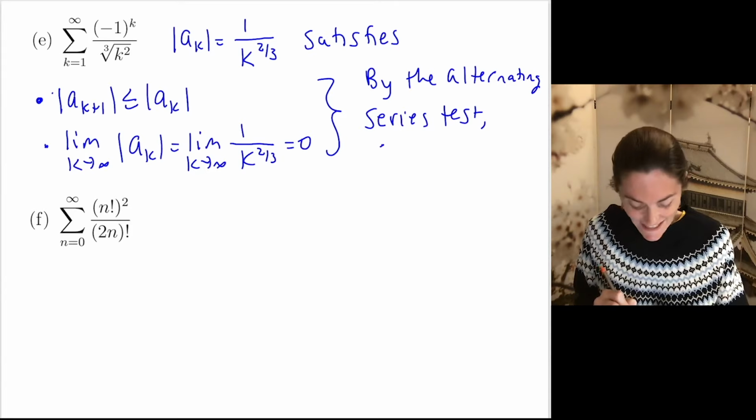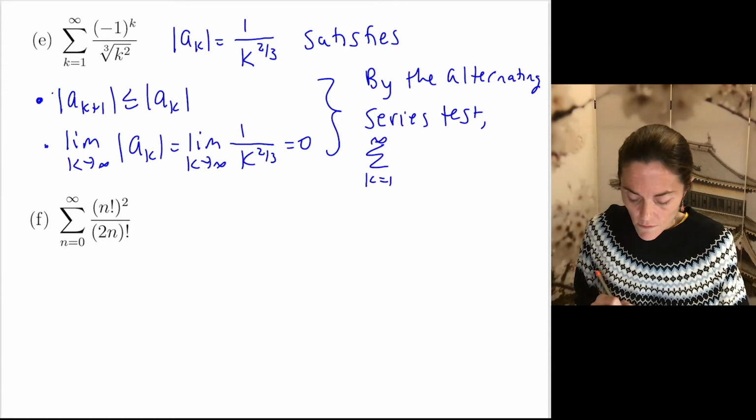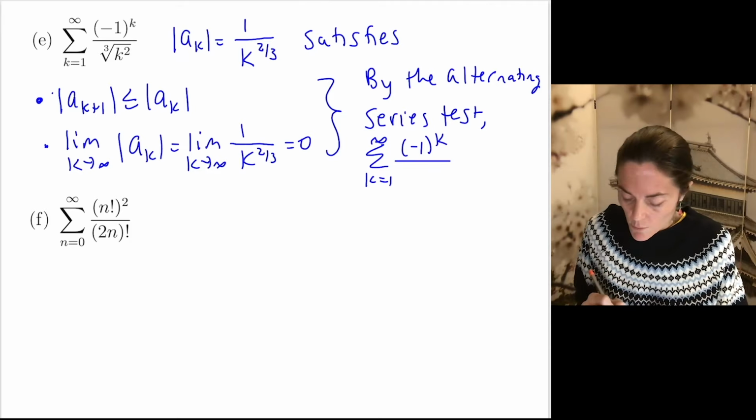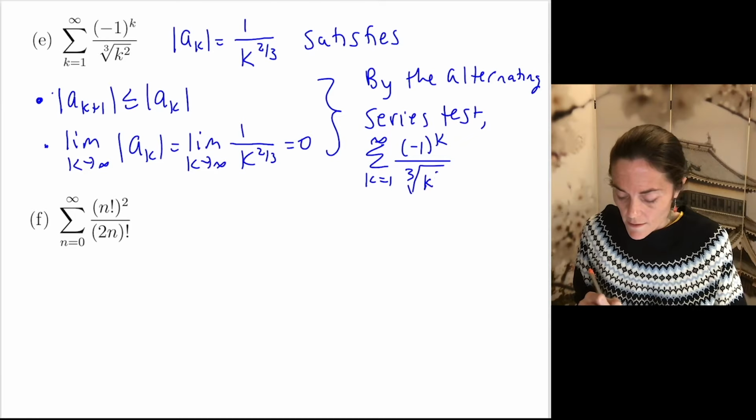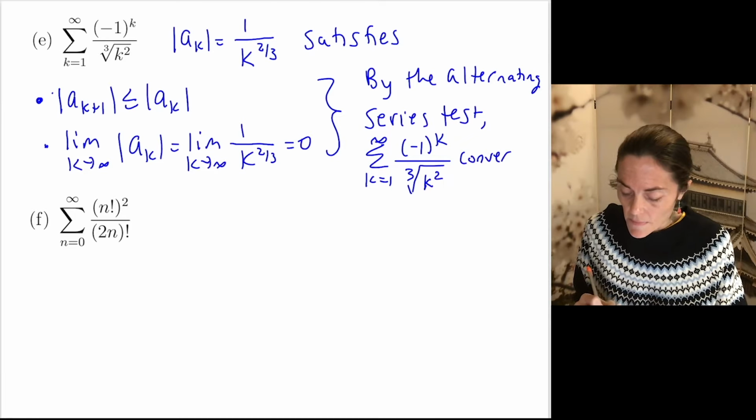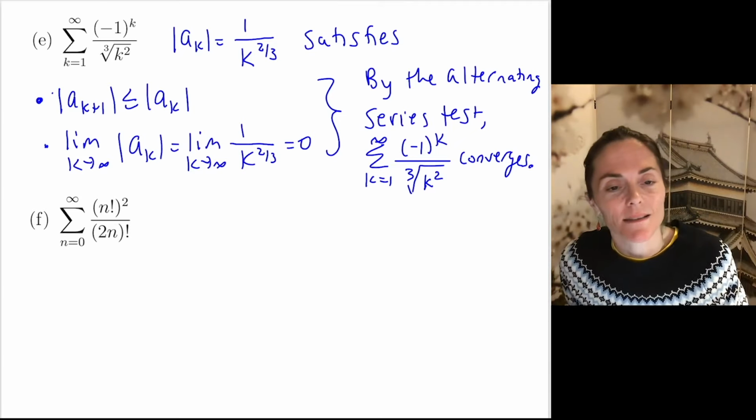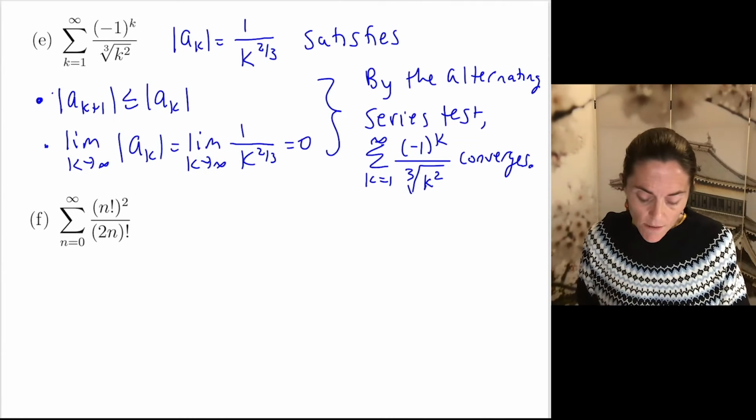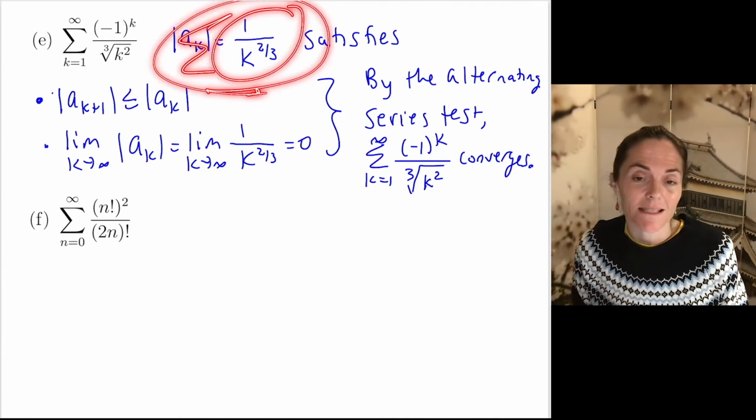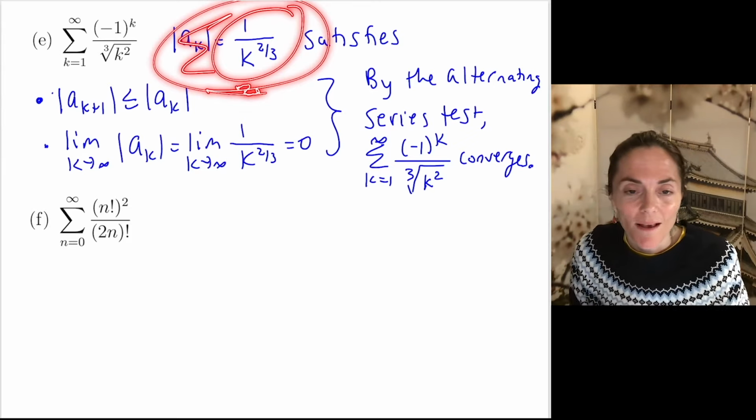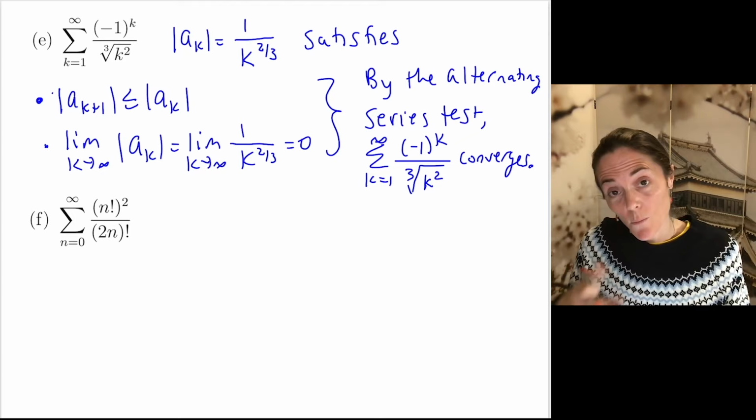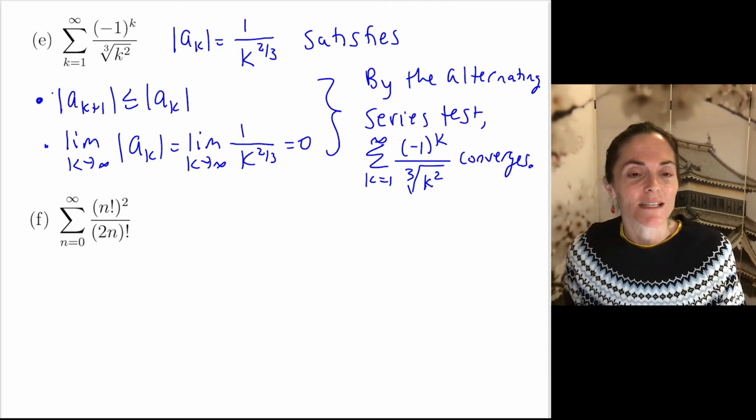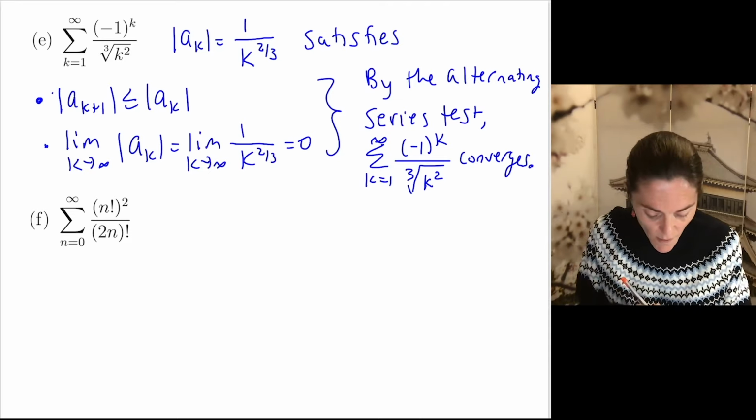And state the conclusion. My alternating series, minus 1 to the k divided by the cube root of k squared, converges. Just as a comment, we do know this converges conditionally because this series here is a divergent P series. And so the sum of the absolute value of a_k will diverge here, but the actual series converges. This is precisely conditional convergence. We weren't asked that in this problem, so I won't write that though.